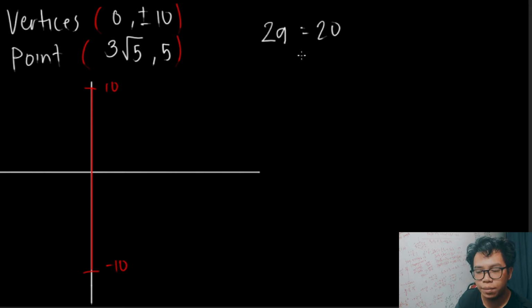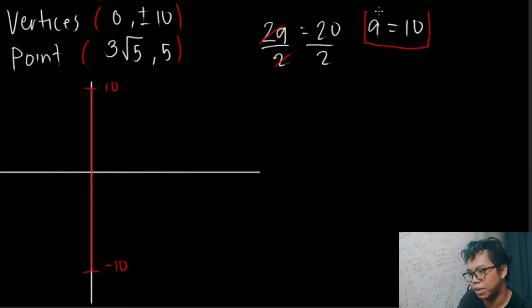2a is equal to 20. Edi mahanap na natin yung a. Idi-divide nyo lang both sides. Cancel, cancel. Edi sabihin, a is equal to 10. Ayun yung unang hinanap natin.